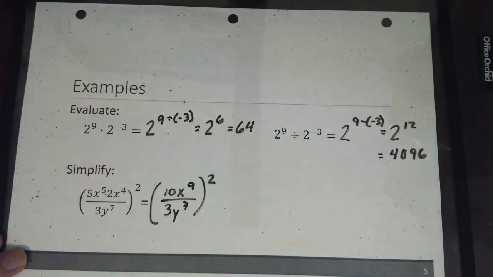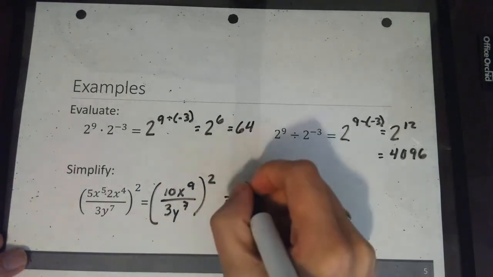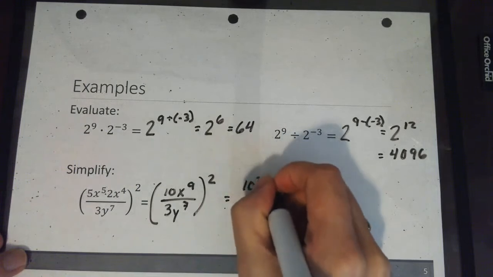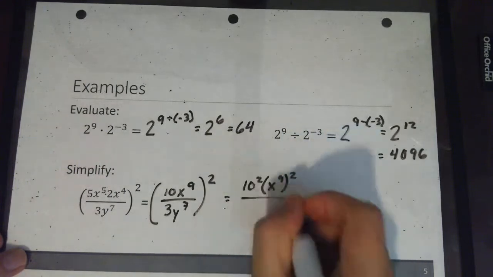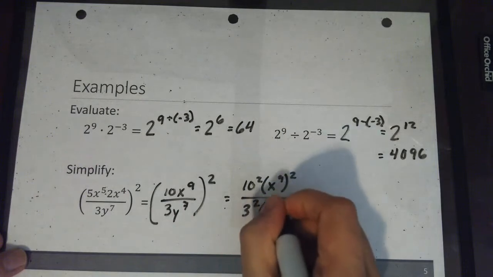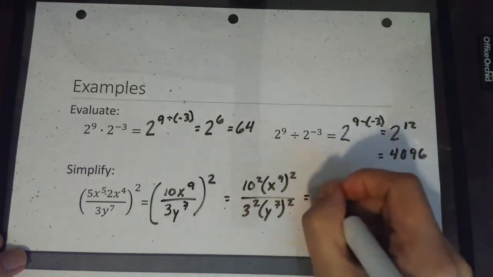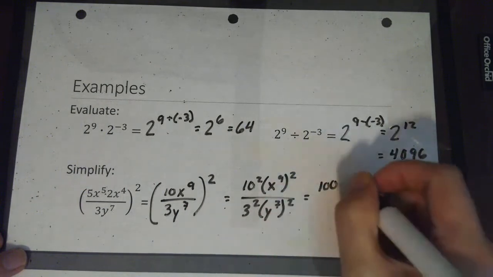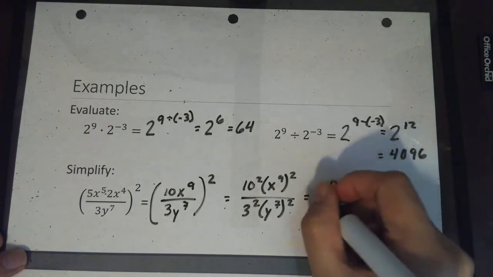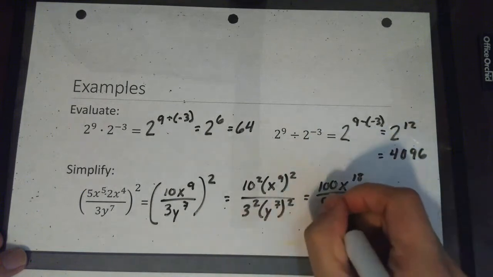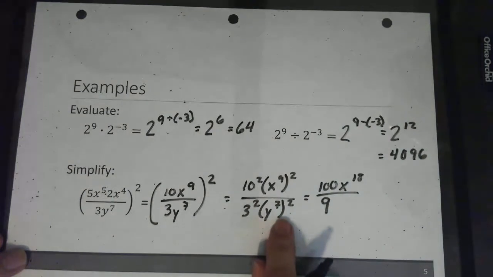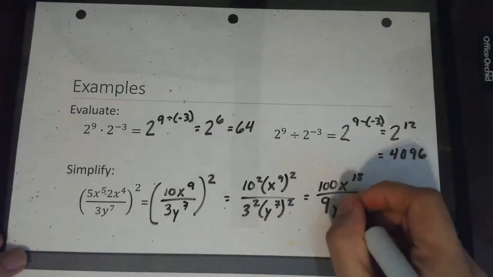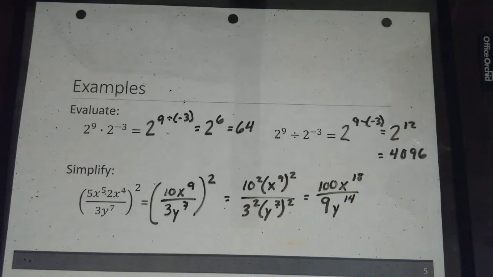So what I need to do is square everything in that fraction. So we have 10 squared, x to the 9th squared, 3 squared, y to the 7th squared. 10 squared is 100. I have a power raised to a power. That's when I multiply. 9 times 2 is 18, so I have x to the 18th power over 3 squared is 9. I have another case of multiplying exponents. 7 times 2 is 14. So I have y to the 14th power. I can't simplify 100 ninths. And since x's and y's are different, I can't simplify those either, so I'm done.